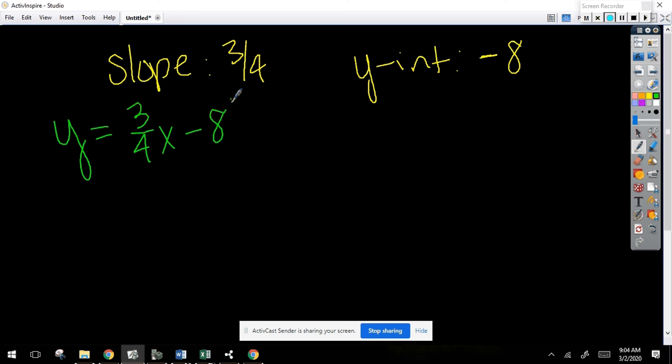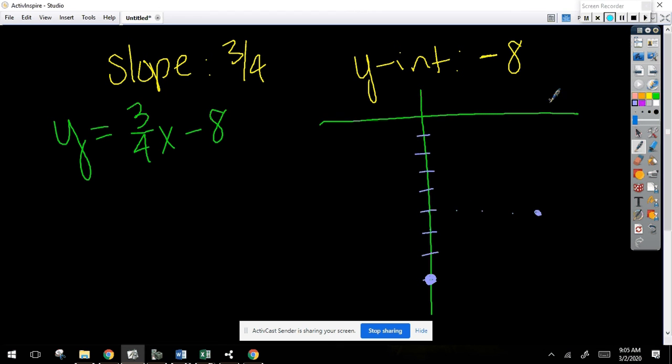Where do I start? Negative 8. What do I do now? Drop 3 over 4. Up 3 over 1, 2, 3, and 4. Y'all will have graph paper and it'll be a little more accurate than mine. Mine's kind of bleh. All right, tell me what you think about slope-intercept form.